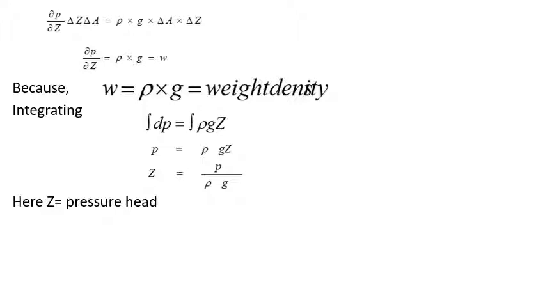Now integrating this, the integration of dp, there is a change in pressure, is equal to the integration of ρ g dz. So now we will get the pressure p is equal to ρ g z. Now z is equal to the height of the fluid element from the free surface, or that is also called the pressure head. The z is also called the pressure head. The pressure head z is equal to p by ρ g. So that is an expression for the pressure of the fluid element at rest condition.